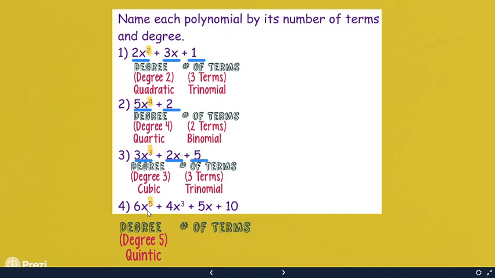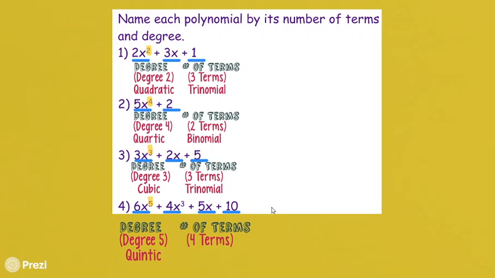And this one has a total of 1, 2, 3, 4 terms. And remember, when you go above 3 terms, you don't have a special name for it. So this is just simply a polynomial of 4 terms, or you could just call it a polynomial. So it's either a quintic polynomial, or if you want to be more specific, you could say a quintic polynomial of 4 terms. And that's it on these 4. So nice work, you guys.